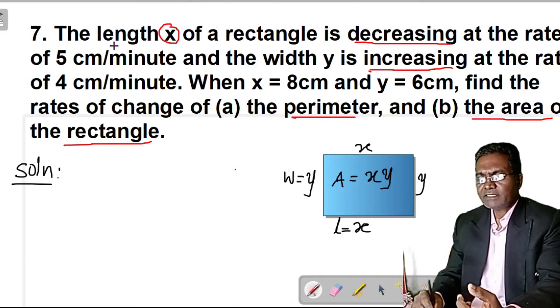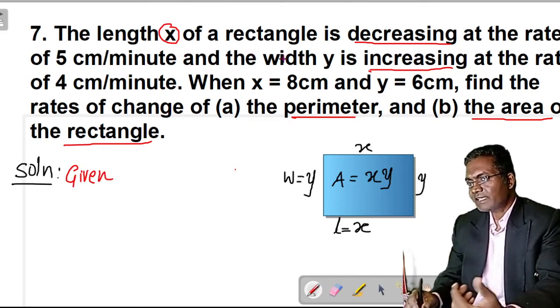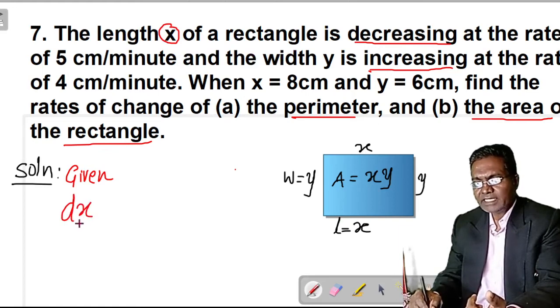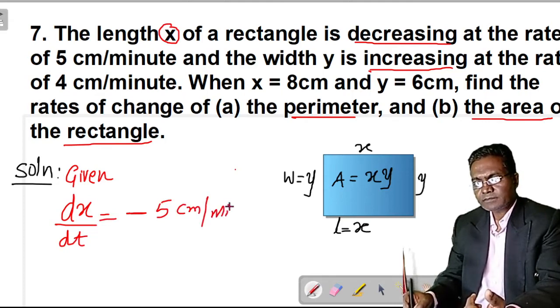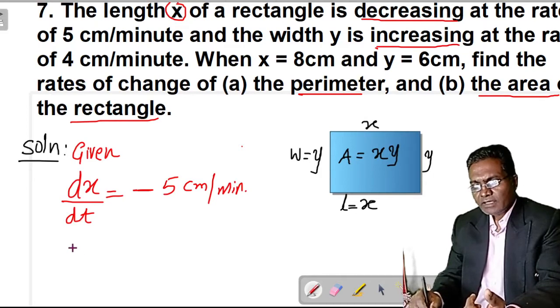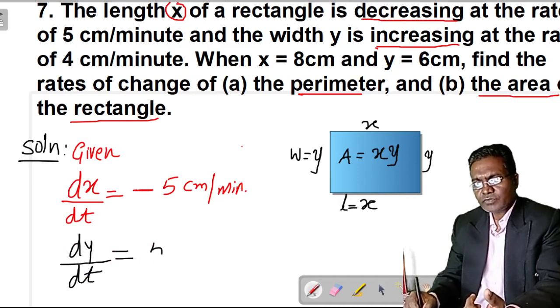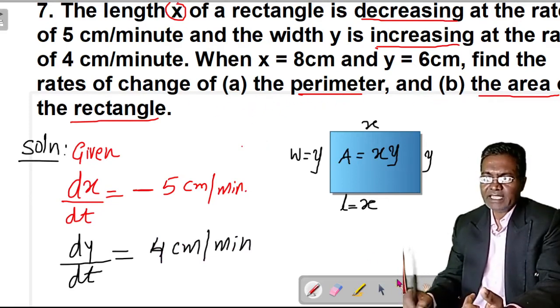Okay. So what is given? The length x of a rectangle is decreasing, so you are given dx by dt is negative, because it is decreasing, negative 5 centimeter per minute. You are also given y is increasing at the rate of 4 centimeter, so dy by dt is positive 4 centimeter per minute. What is asked? The rate of change of perimeter and area of the rectangle.